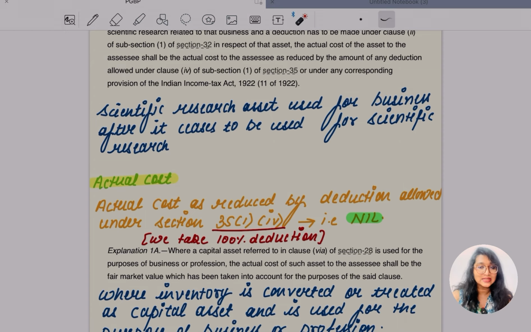Don't worry, we are going to read this in section 35 also, so everything we'll read. But we know a little bit about this: we get a deduction under section 35, which is related to scientific research. Remember this for now. We take 100% deduction, so what is going to be the actual cost in this scenario? It's going to be nil. So let's read it, guys.